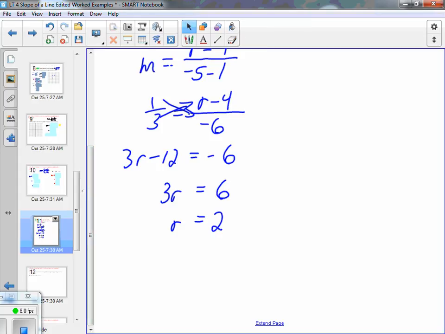This is the kind of problem that's not all that hard unless you've never worked one like this. And then you're like, what do I do? When I added 12 right here, negative 6 plus 12 is a positive 6.